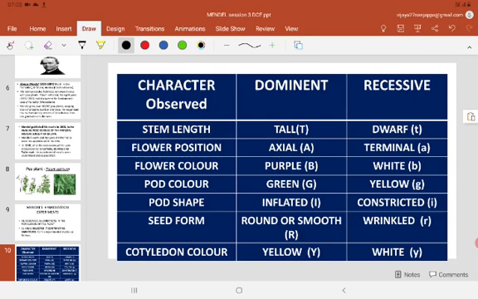This refers to the seed which is present inside the pod. I think when we open the pod, we can find the seed, which is generally smooth, rarely wrinkled. Then cotyledon color. That is, inside the seed, cotyledons will be there, which are yellow or white.